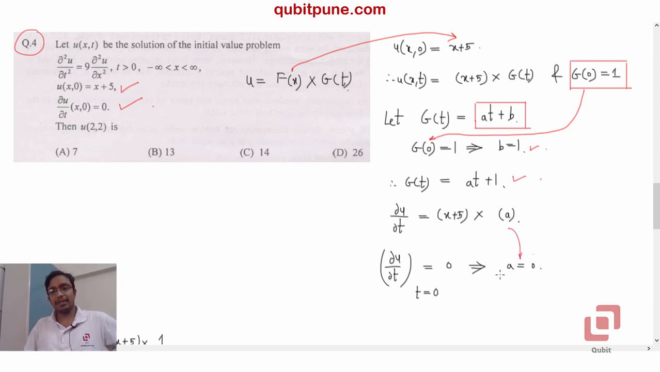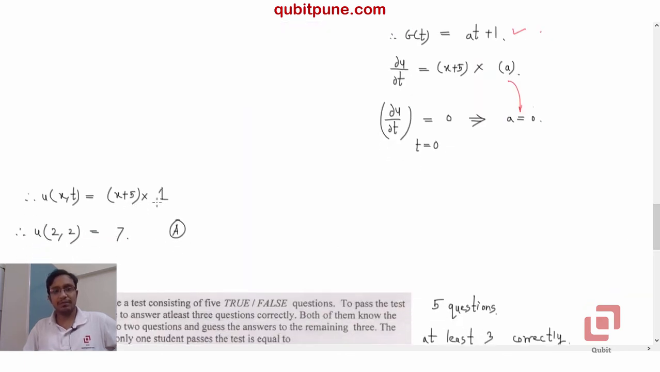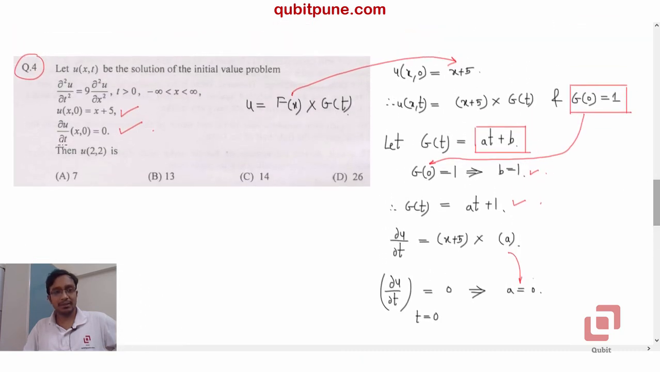So we have made some simplifications here, and because a is equal to 0 and b is equal to 1, we have got g of t to be equal to 1 for all values of t. So now we have obtained the general solution, u of x comma t as x plus 5 into 1, and note that this particular function satisfies everything that is given in the problem. u of x comma 0 is equal to x plus 5, yes it is. Partial u by partial t is equal to 0 for all values of x at t equal to 0, yes it is.